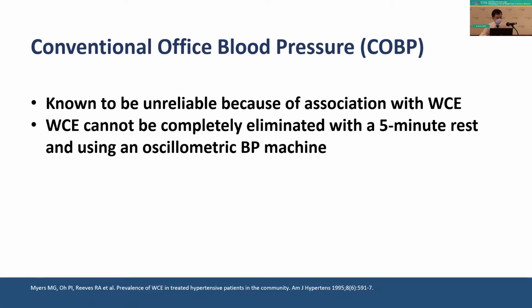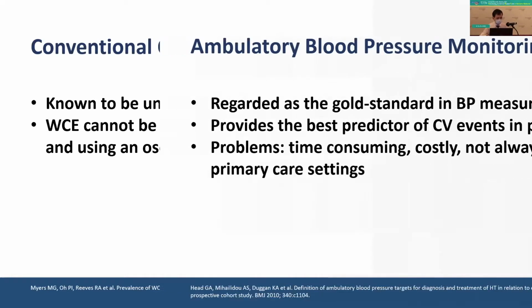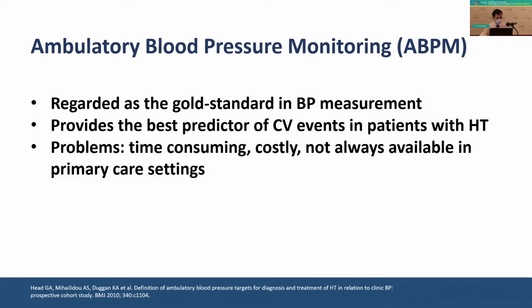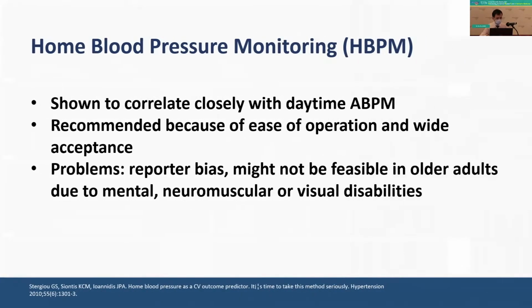Conventional office blood pressure measurement has been known to be associated with white coat effect and is not reliable. And this cannot be ameliorated even with the 5 minutes rest before blood pressure measurement and using the semi-automatic blood pressure machine that we are using nowadays. The gold standard of blood pressure measurement, ambulatory blood pressure measurement, however, is time-consuming, costly, and might not be available in clinic settings. We turn to home blood pressure monitoring, which is known to be more reliable.